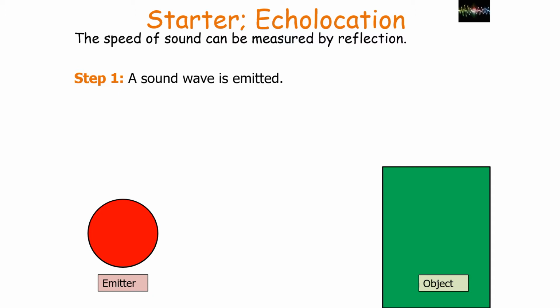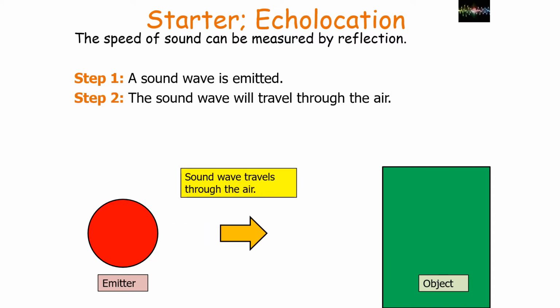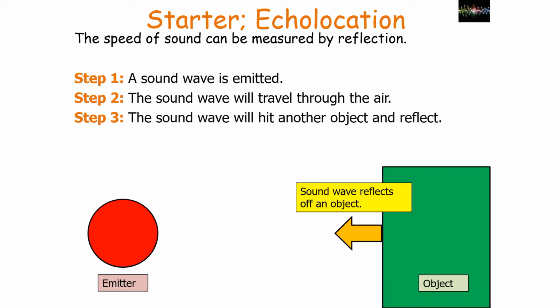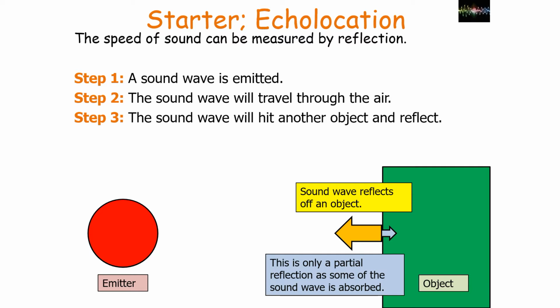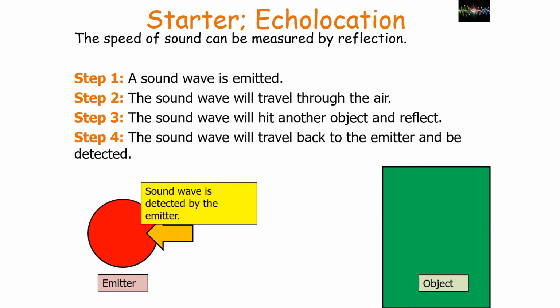So the speed of sound can be measured by reflection. In the process, a sound wave is emitted. The sound wave will travel through the air, but this process is not instantaneous for any wave, as all waves travel at a finite speed. The sound wave will then hit another object and reflect. However, remember, it's only a partial reflection because some of the sound wave will be absorbed by the object and some of the sound wave will transmit through the object. The sound wave will then travel back to the emitter and be detected.